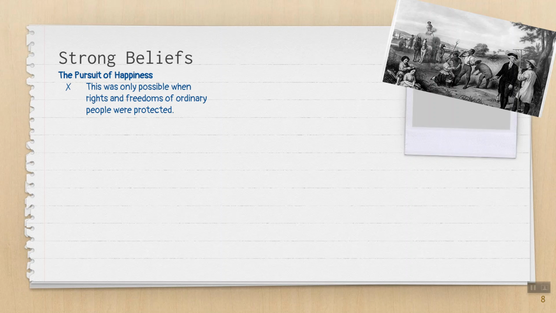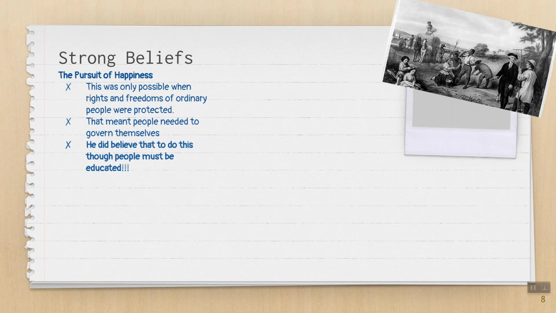Remember, a lot of other people felt like it was only educated and well-to-do people that could run the country, but Thomas Jefferson believed that ordinary people could. Anybody, the farmer, the poor person, he just believed anybody could have a say in running their government. What that meant is that these people needed to govern themselves. He didn't believe that the rights and liberties of people could be protected if they did not have a say in that. But he did have one thing about that, though.